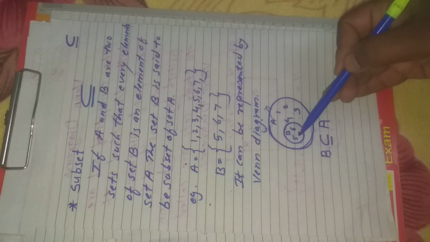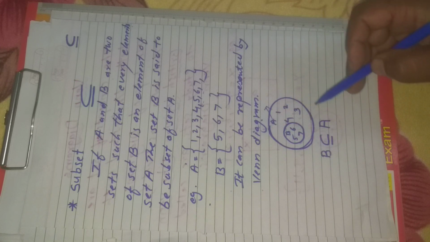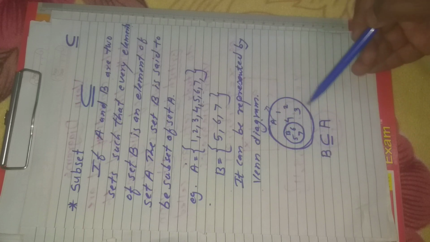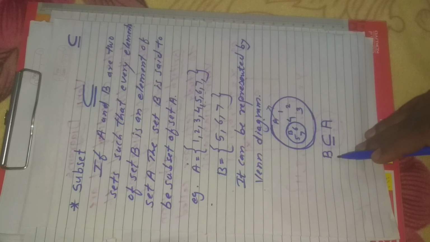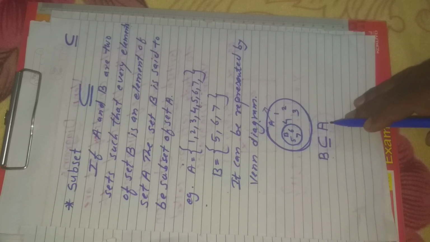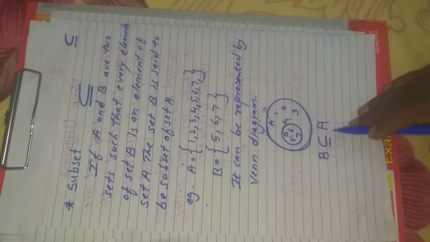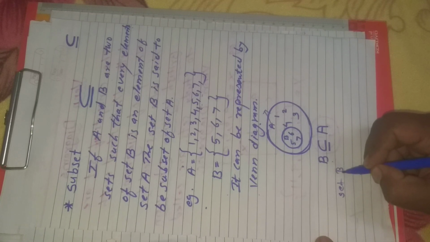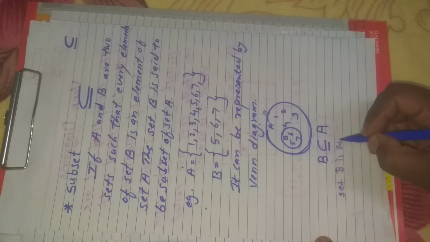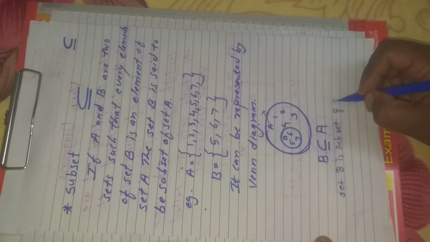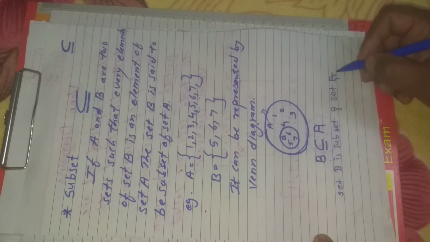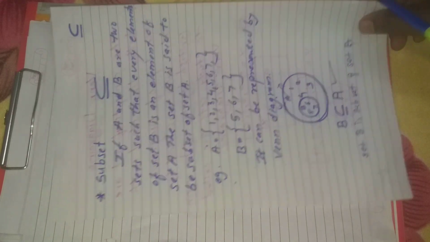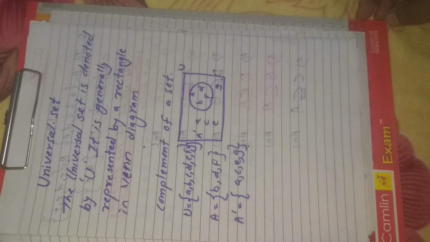That means 5, 6, 7, the elements which are present in set B, are already elements of set A. That's why we can write B with this sign of subset of set A. Set B is a subset of set A, and it is represented like this. Now we can move ahead towards our next point, that is the universal set.